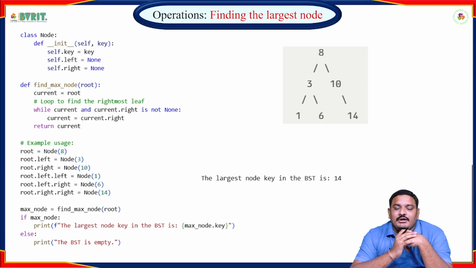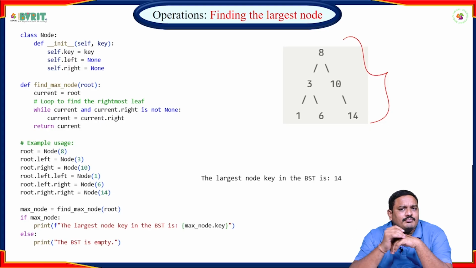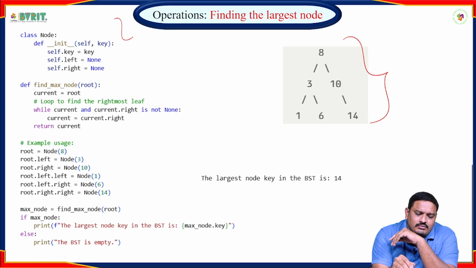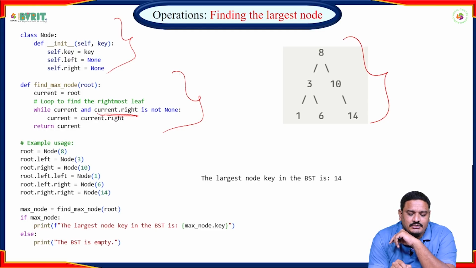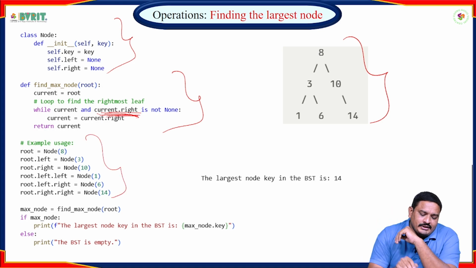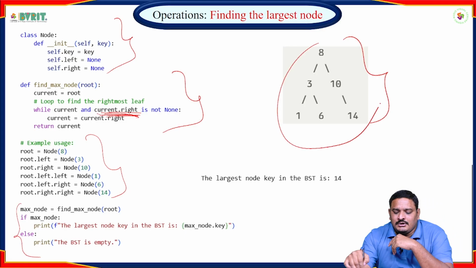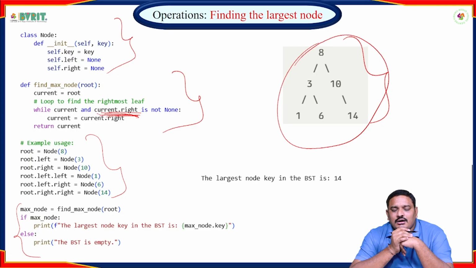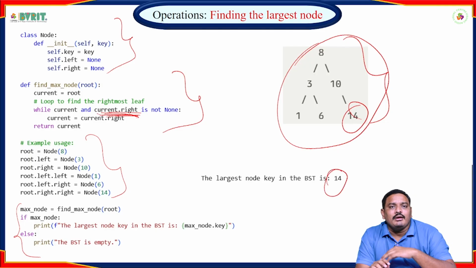This is an example of finding the largest value in the binary search tree. As usual, this is the same example. Based on this, we are creating the nodes. We find out the maximum node, which is the current dot right element, the rightmost element. After that, we create the tree and find the right side element. In this entire tree, which element is the largest? 14 is the largest element, so the value 14 will be displayed.